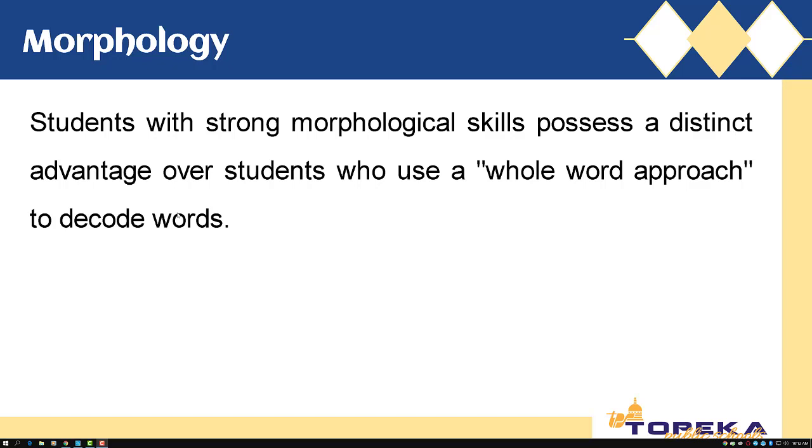The first element of structured literacy that we'll look at today is morphology. And again, in our previous slide, we talked about the term morpheme. A morpheme is simply the smallest unit of meaning within a word. Students with strong morphological skills possess a distinct advantage over students who use a whole word approach to decode words. With strong morphological skills, students can approach a novel, multisyllabic word and break it into parts in order to predict the meaning. This skill will help in all areas of literacy: decoding, spelling, comprehension, and oral language.